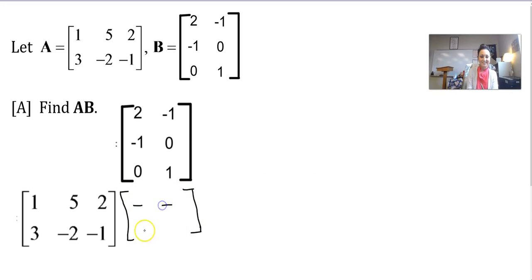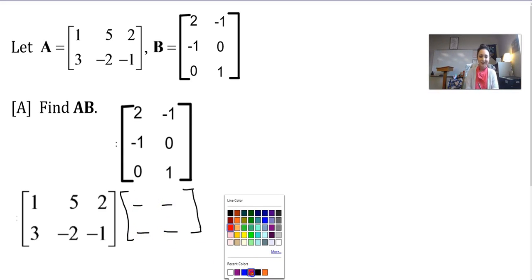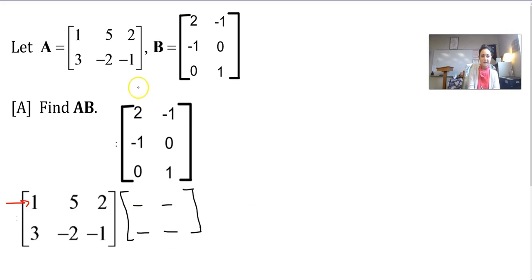All right, 1, 2, 3, 4 elements, right? Okay, so let's try that first element. I need the first row from A and the first column from B. So I'm going to work my way in. 1 times 2 plus 5 times -1 plus 2 times 0. Which is going to be 2 minus 5 plus 0, so -3.